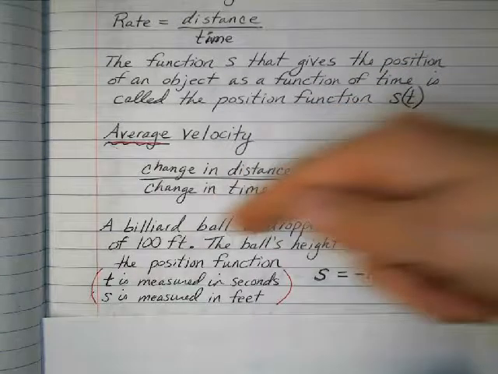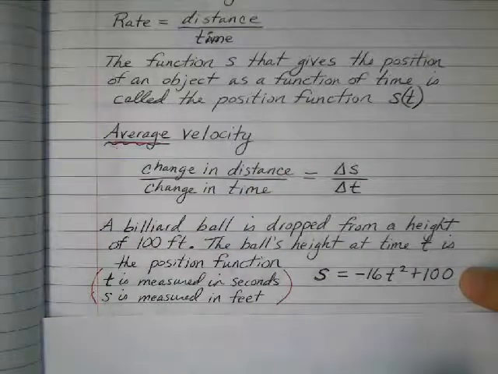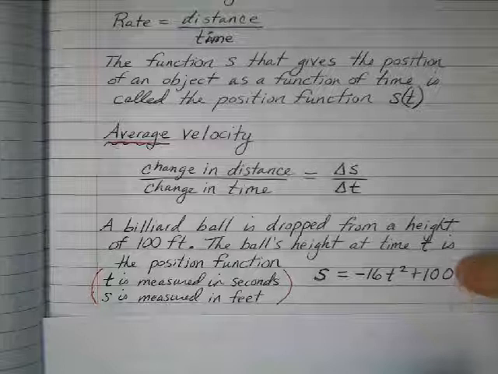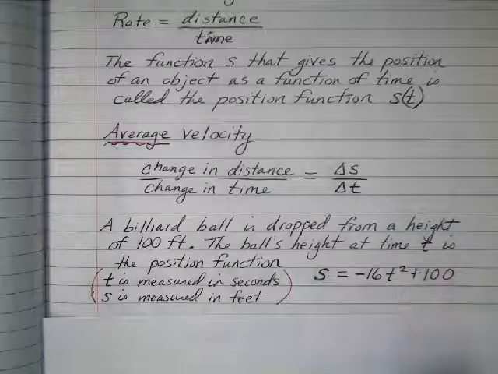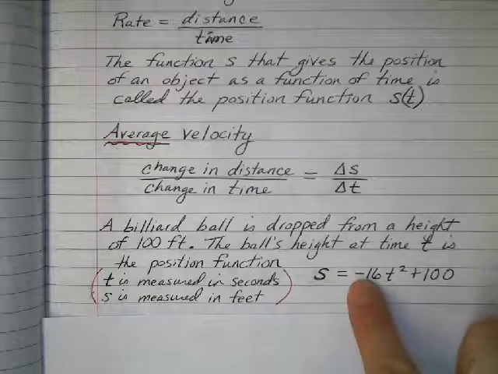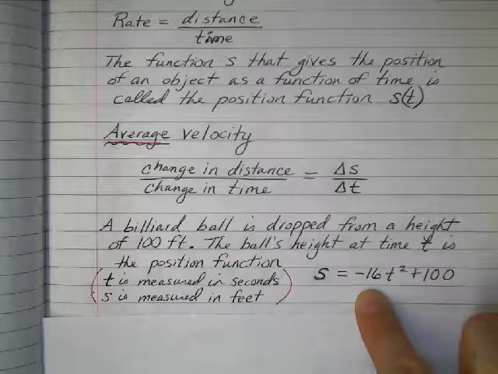So you have a ball that starts at 100 feet up, and you might notice in the equation, the 100 is like your starting position. Ball's at 100 feet up. It's being dropped. So it might make sense to you that this says negative because it's going to go down. When you drop it, it's going to go down.